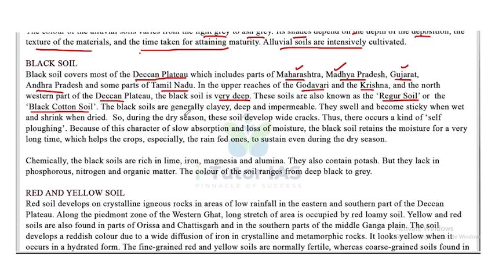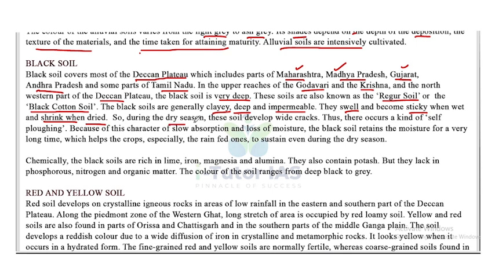The black soils are generally clayey, deep and impermeable. They swell and become sticky when wet and shrink when dried. Okay, so when they are wet, they swell and become sticky, and shrink when they dry.